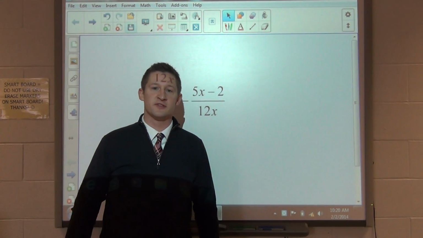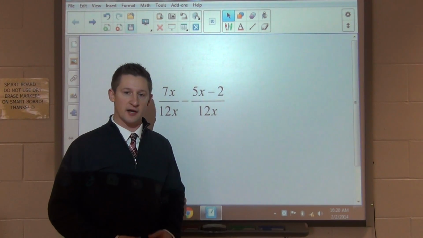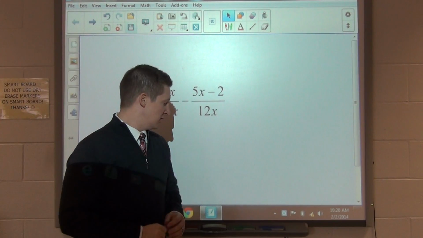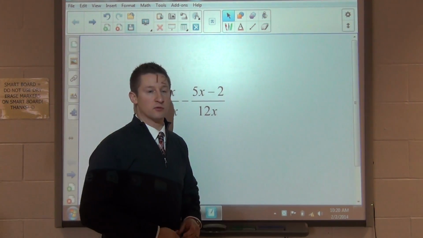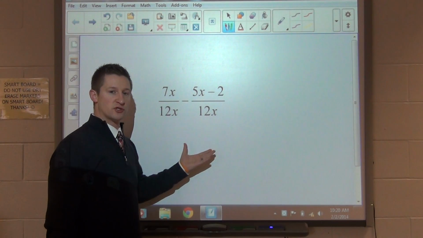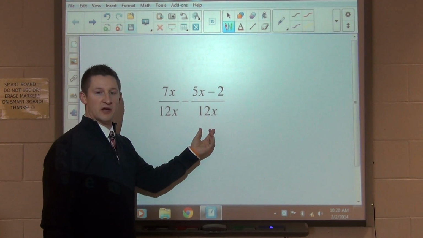Hello again, algebra students. In this mini lesson, we're going to be looking at how to add and subtract rational expressions. We're going to look at 4 examples of each of these. Now to start off with, we are asked to subtract these 2 rational expressions. Now as you look at the 2 expressions, you'll notice that each of them has a denominator of 12x.